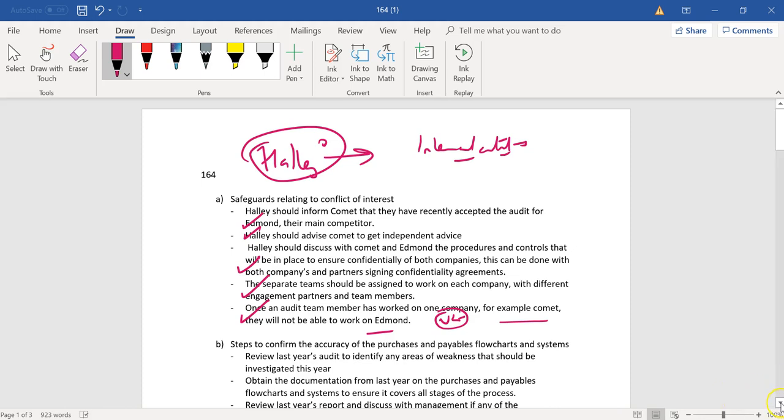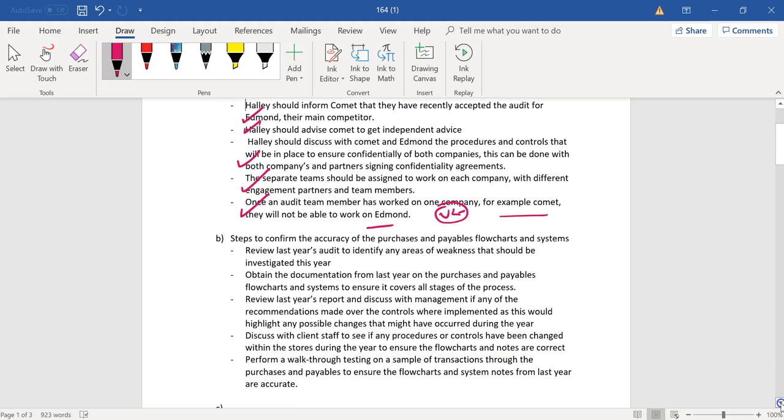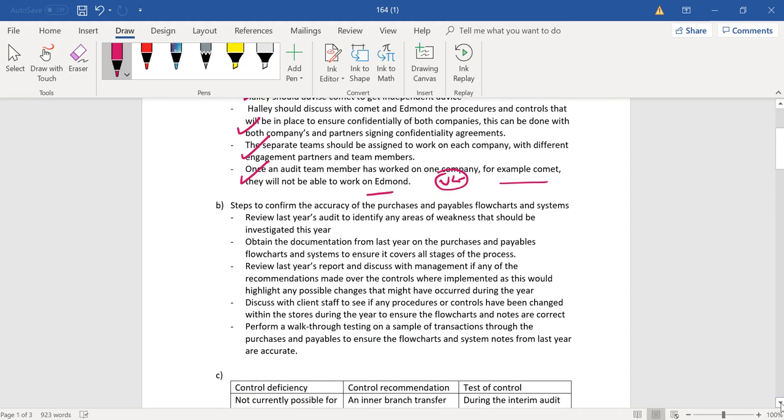Then this next question goes on to ask us to look at the flow charts, reperform, yes, identify any weaknesses from last year, recommendations, perform the walkthrough again and look for any differences, any issues. That's the key point. Look at last year's report, discuss with management.